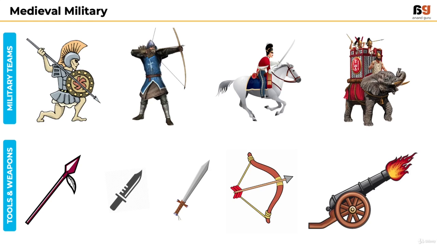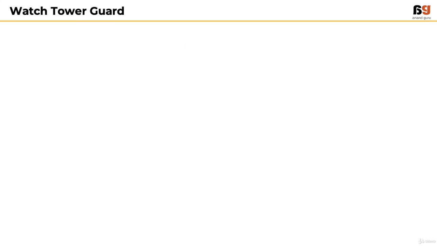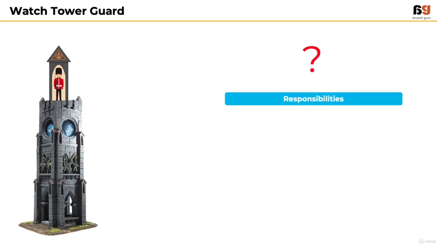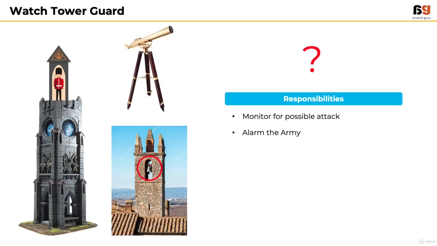Even though the kingdom has the best of the best military in place, they still had this additional layer of security by asking a soldier to stand on the watchtower. Why do you think the fort needed this role when they had the best team to fight an enemy? The usual responsibilities of this watchtower guard would be to monitor for any possible enemy attack and immediately alarm the army. In order to do so, he needed different kinds of tools, like a binocular to look at far off places and a bell to alert the army.